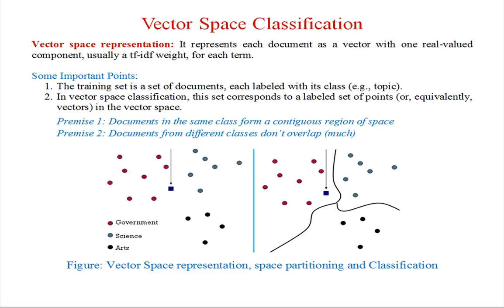In the vector space representation model, we basically represent the entire document in the form of rows and columns. Here each row represents an entire document and each column represents a word.